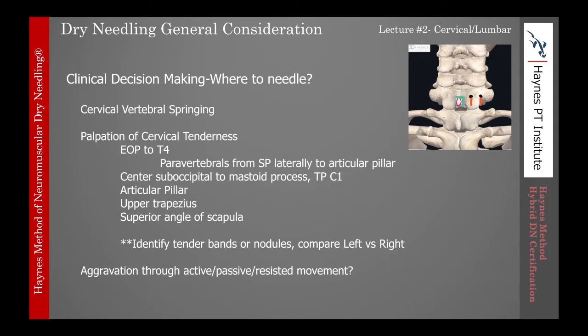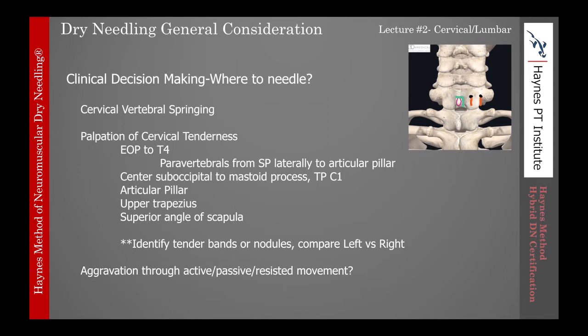So in our clinical decision making, where to needle, what protocols are we going to throw out here? We'll look at in the cervical spine, we want to look at first, we'll do some cervical vertebral springing. Cervical springing isn't quite as easy as in the lumbar spine, simply because it's a much smaller space. But if we can do some springing in the prone position and find some segmental levels that are more inflamed than the others, then that gives us a good idea of where we need to dial in.